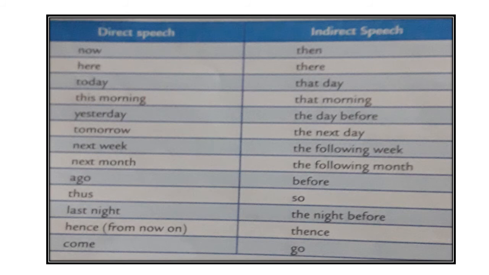Now here are some words and how they get changed in indirect speech. So, now becomes then, here becomes there, today becomes that day, this morning becomes that morning, yesterday becomes the day before, tomorrow becomes the next day, next week becomes the following week, next month becomes the following month, ago becomes before, thus becomes so, last night becomes the night before, hence, thence, come, go, etc.